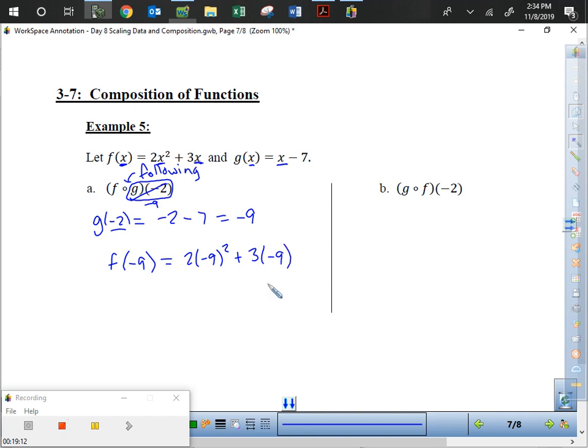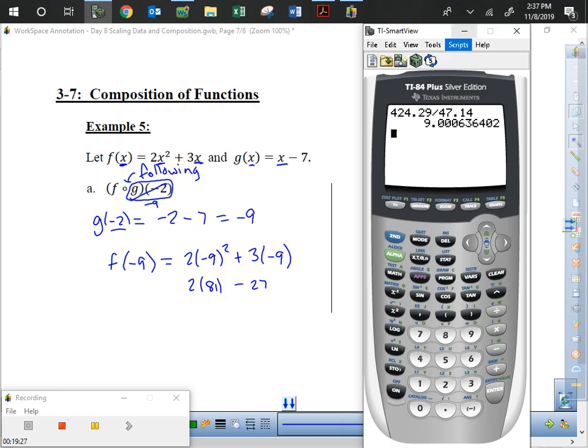Alright, we have to simplify this. When we plug in a number, we have a single number here. So this is 2 times 81. Over here, it's minus 27. Okay, so you can just type that in there. To get 135.